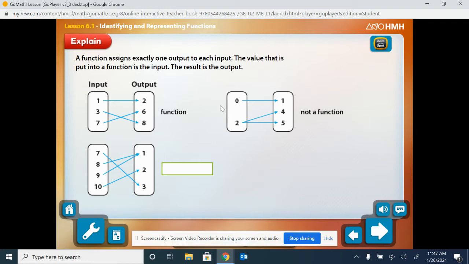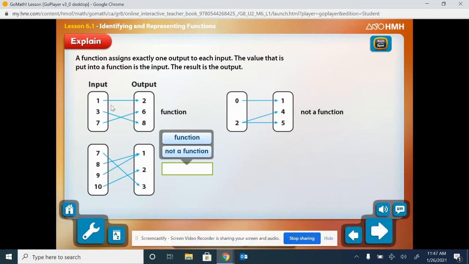Here's the first set. So for me, this one, I always had a hard time knowing what was a function and what wasn't. So when they say input, think X. The input is the X, the output is the Y. And the only thing you've got to remember is, if there are 2 arrows coming out of the X, that means it is not a function. But if there's only one arrow for each of the X's, then that means it is a function, okay?